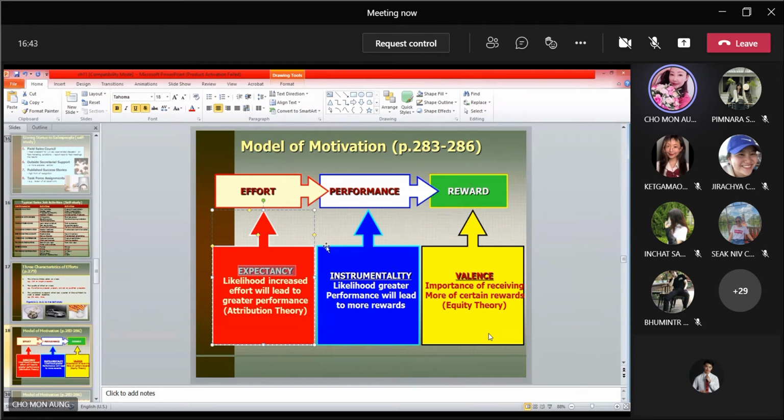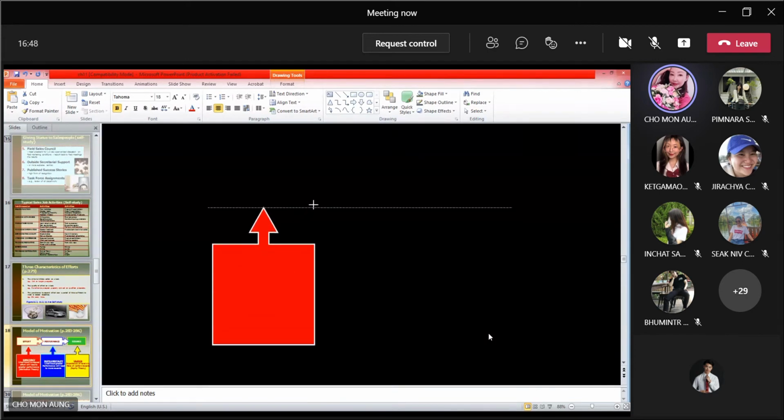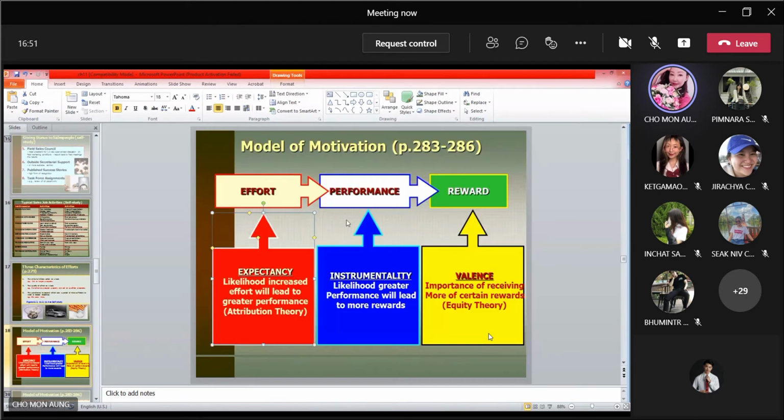When you look at the arrows, actually these arrows are supposed to be placed differently. Expectancy is supposed to be here in the middle. Instrumentality is also supposed to be in the middle here. I tried to adjust, but I cannot. Now let's come to reward. This arrow is here. This is correct.